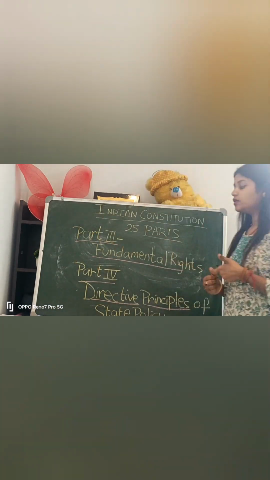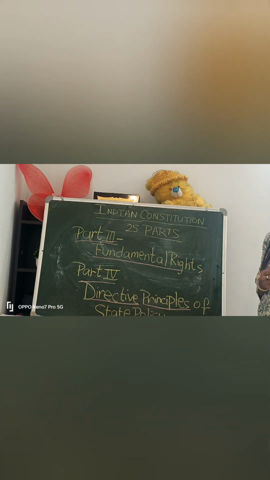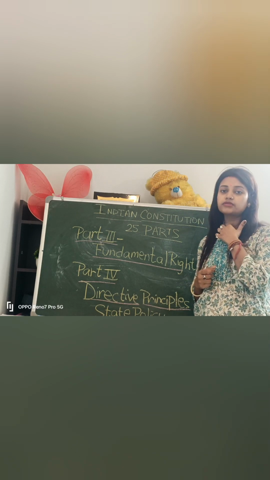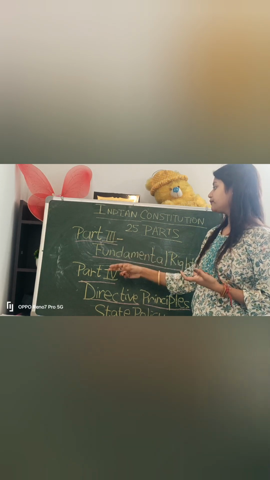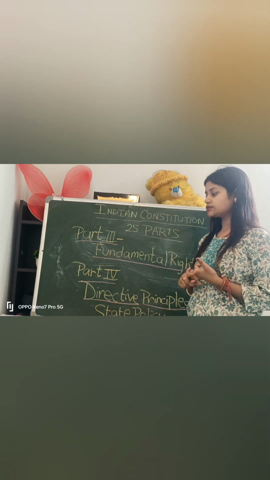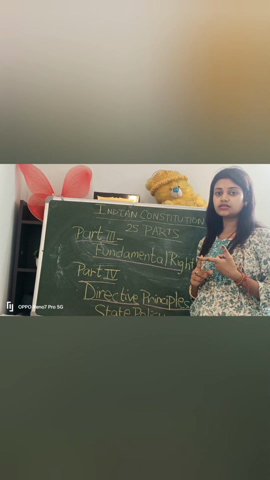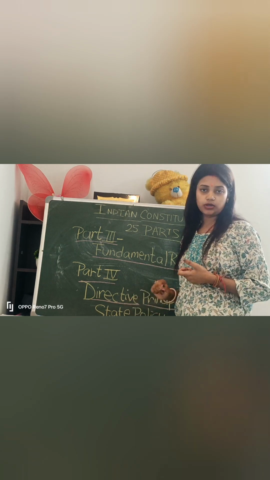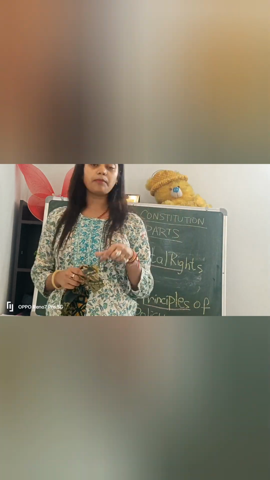What was part 1? U stands for Union Territories. Part 2 stands for C, citizenship, part 3 is fundamental rights, and part 4 is directive principles of state policy. Now let's see part 4A.